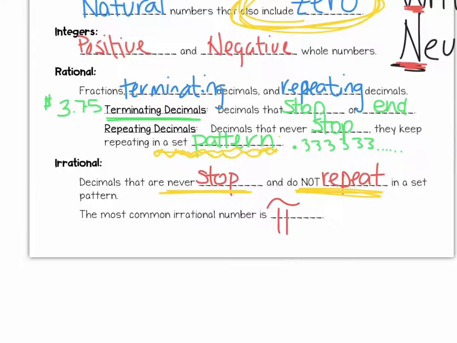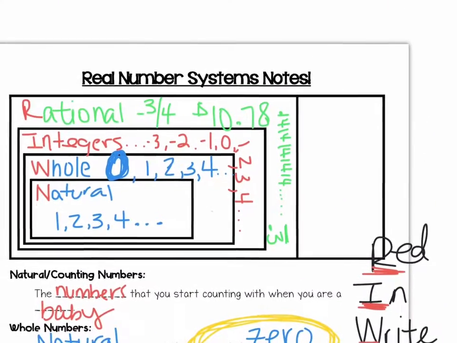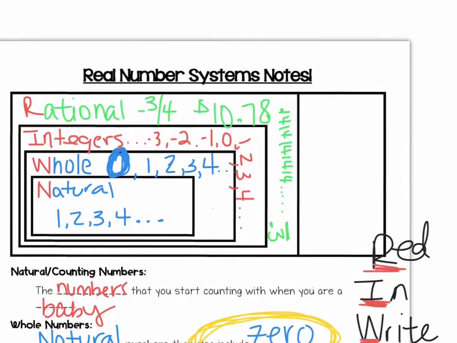Okay, so let's come up here. Let's fill in our last little box. And so I can't write that sideways or write that the normal way, so I'm going to actually write it sideways. That this is an irrational box. Irrational, yeah, okay.